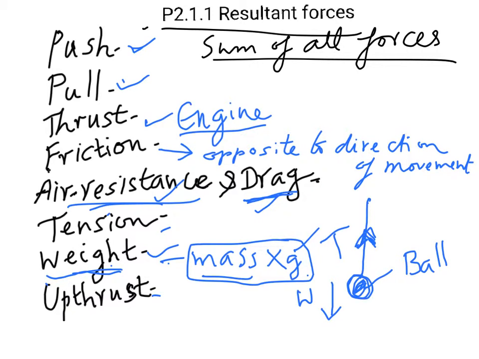Upthrust is a force that acts upward on any object that is floating in the air or inside water or even floating on top of the water. So it is an upward force that acts on objects which are in the air or floating on the surface of the water, or any object that is immersed inside water. Upthrust will act on them, pushing the objects upward. So these are the terms that we're going to look at.